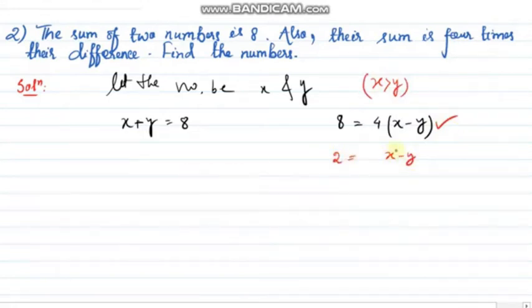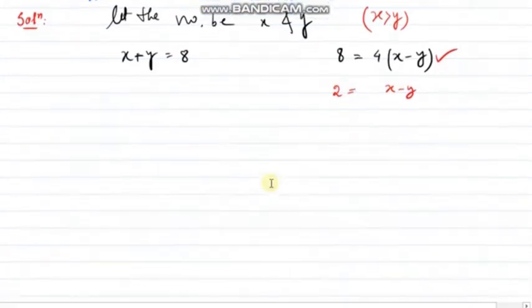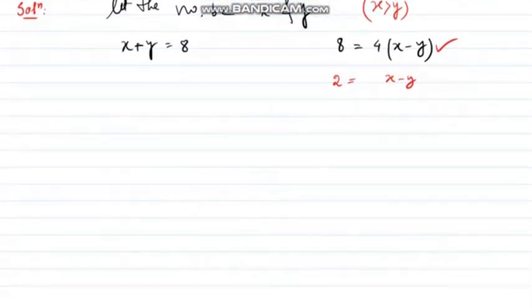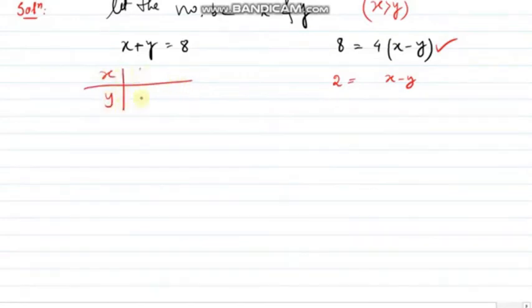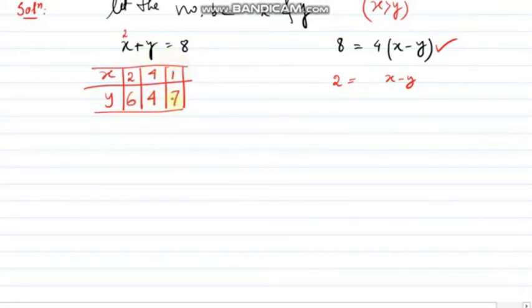Again, if I try to solve this by the graphical method, so from this table of x and y, if you plot it, as I said, always take 3 numbers. For x equals 2, if I put x equals 2 here, 2 plus y equals 8, so y will become 6, right? So if I put x equals 4, y will become 4, correct? If x equals 1, y will become 7.